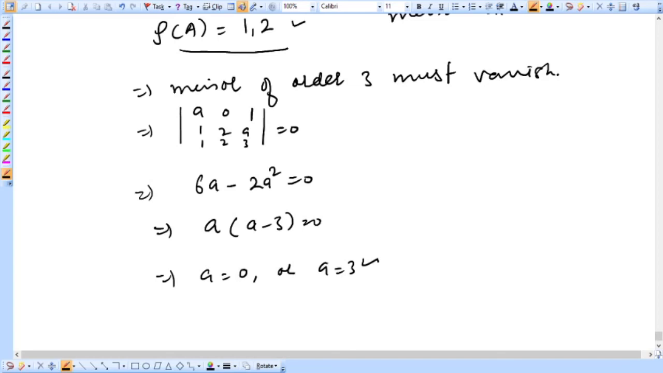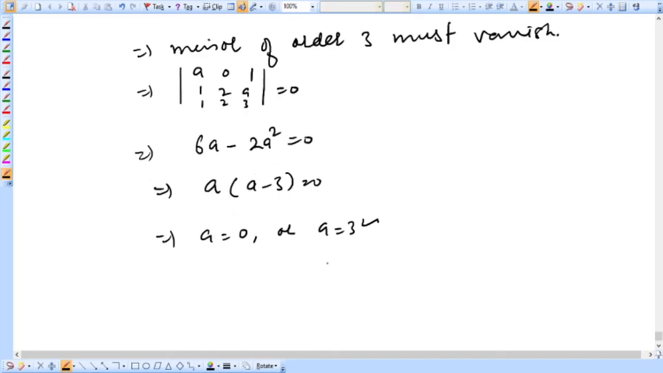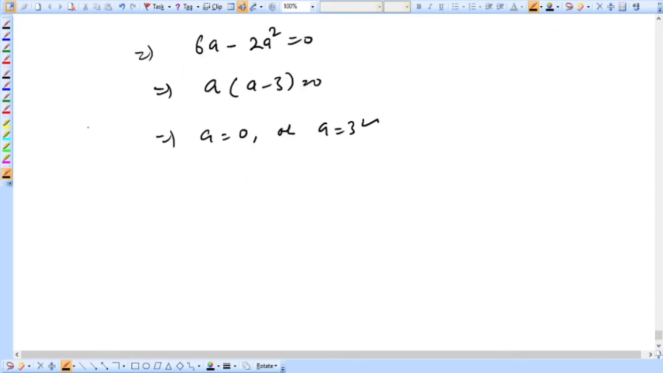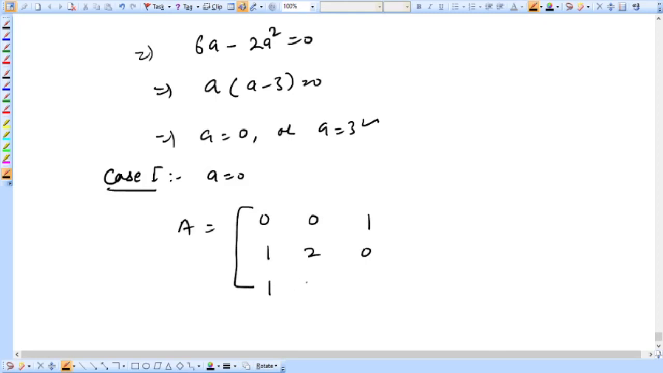Now we have also been asked to find the rank for all these values of a. So first case 1, when a is equal to 0, the matrix would become 0 0 1, 1 2 0, 1 2 3.